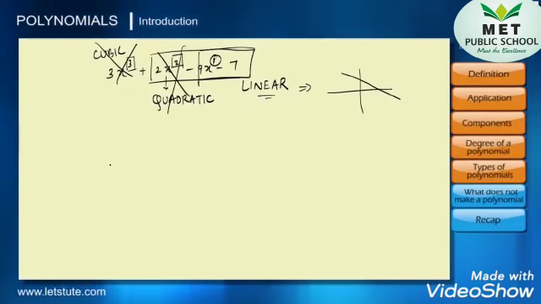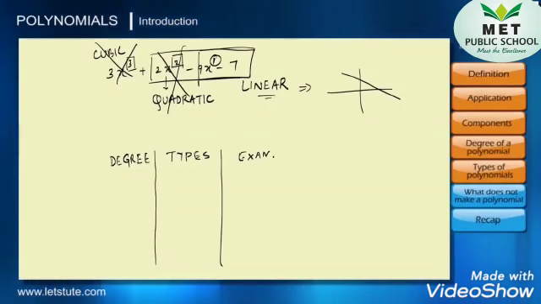Okay, so let us make a table so that we remember it properly. Let us make a table for the better understanding. The first column would be types of polynomials, then we'll write degree and example, so that we understand it better.